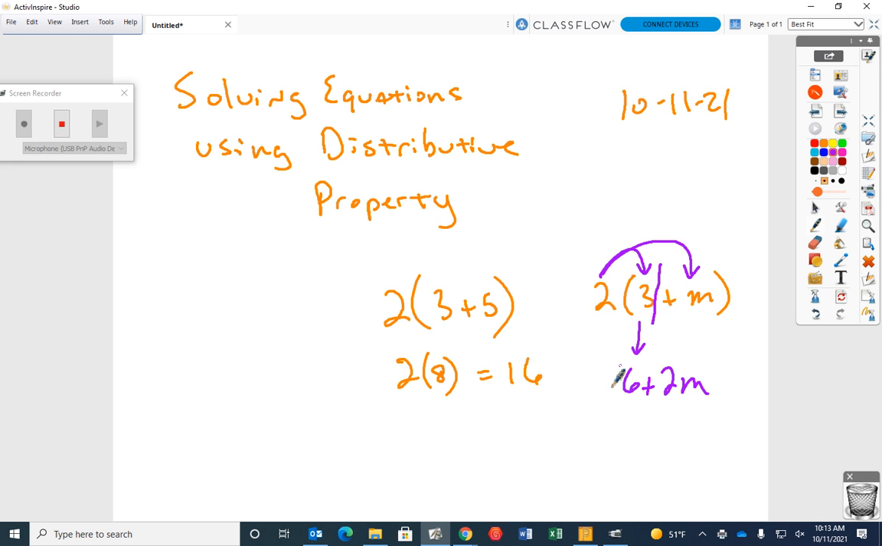Now, can I do anything with this? Can I combine 6 plus 2m? No, you can't. Because they're not what? Anybody remember what those are called? Like terms. They're not like terms. One has a variable, the other one does not, right? Okay, so I can't do anything with that. But if I had an equal sign, then I could actually solve it. As far as simplifying, this is as far as I could go with this particular expression, right?